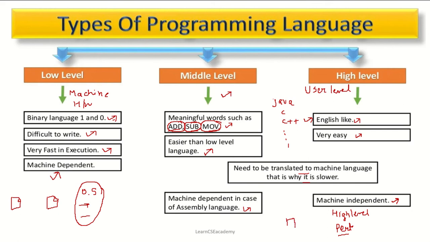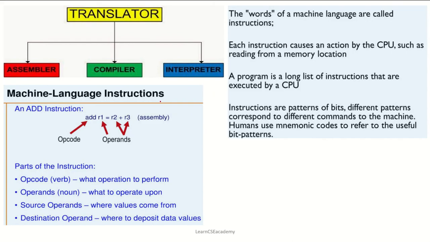For example, a piece of code written in a high level language may execute on this machine and can be ported to another machine. That program will work exactly the same as it did on the previous machine. So we have a translator here. We have the assembler, compiler and interpreter. What is the difference between these translators? The words of a machine language are called instructions.